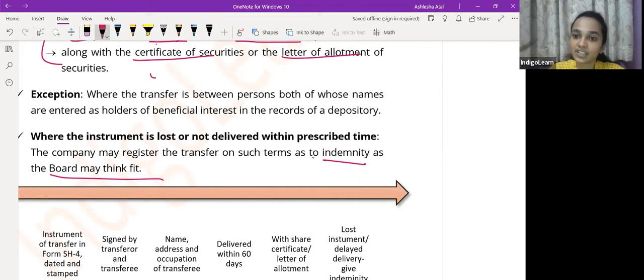the transfer, if they register the transfer, they'll also make this person sign an indemnity bond कि अगर हमको future में पता चला कि आपने हमसे झूठ बोला और ट्रांसफर रजिस्टर कराया, so you will have to compensate us for any loss which will happen to the company. So that is the reason why यहाँ पे indemnity bond आता है. Clear?